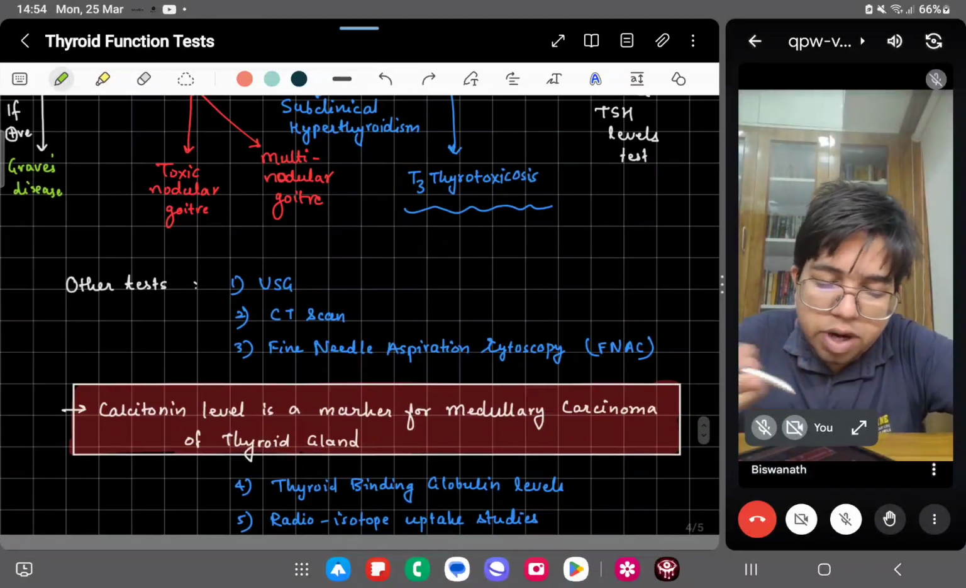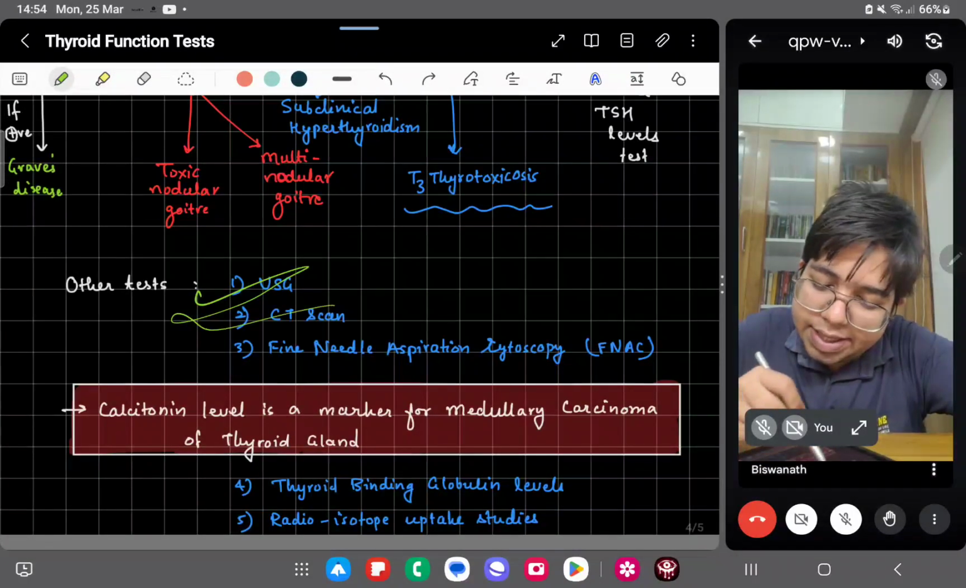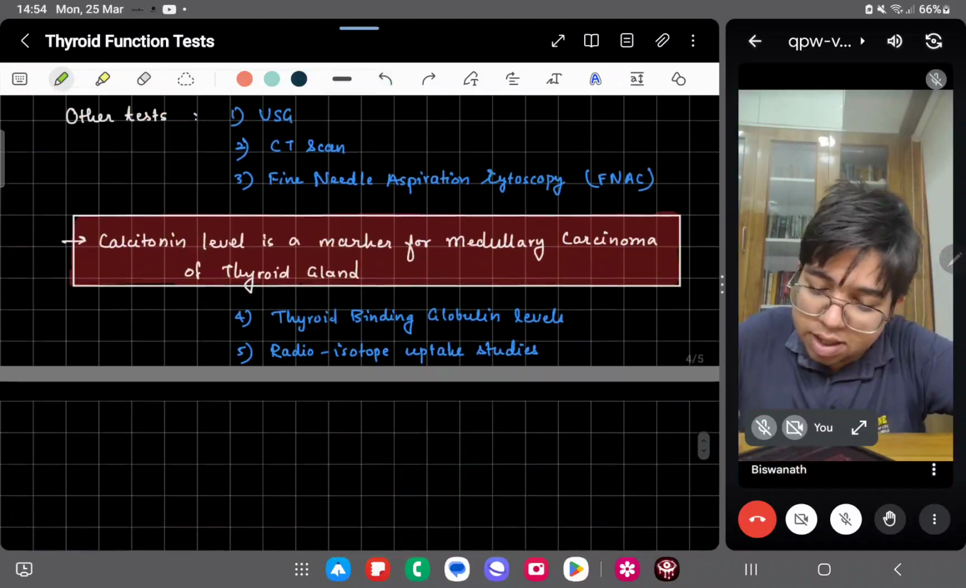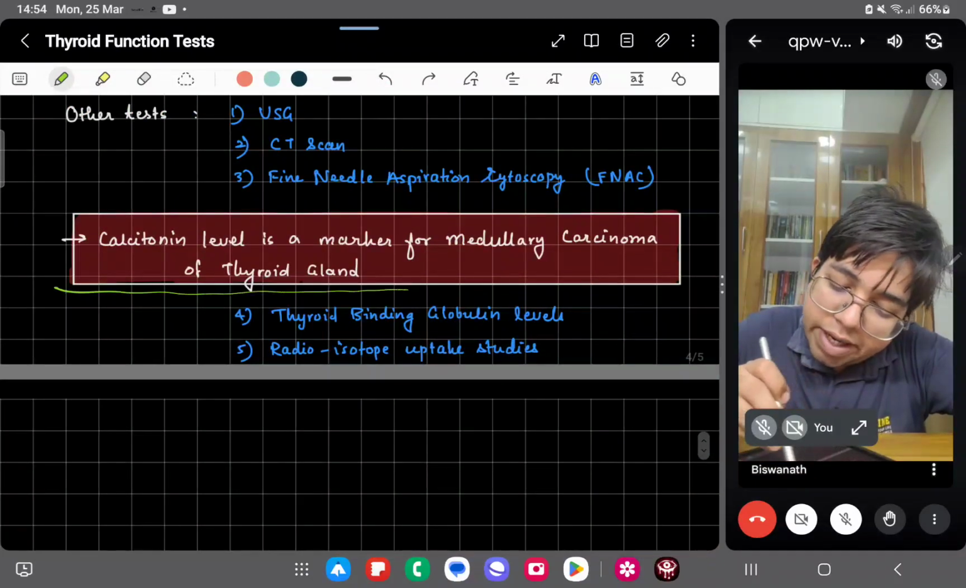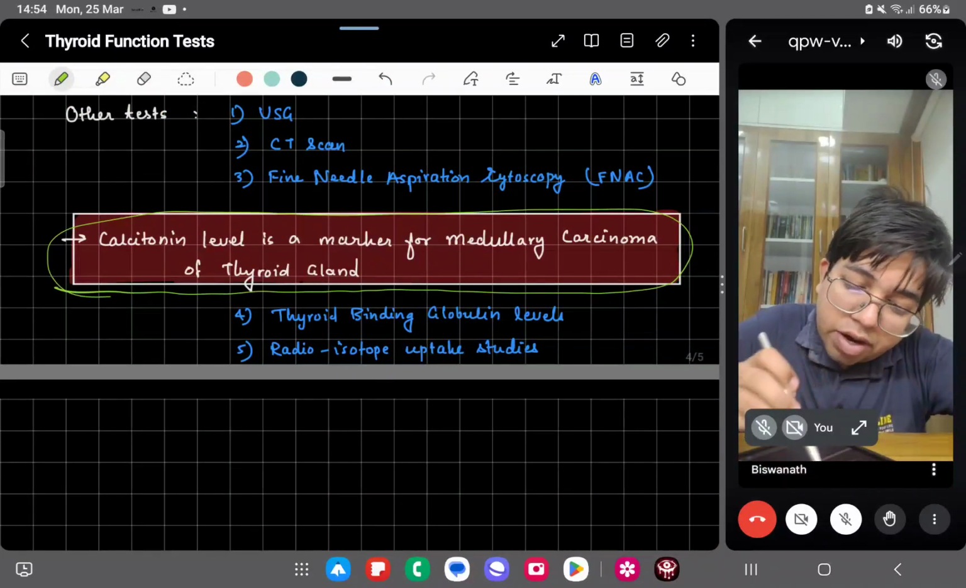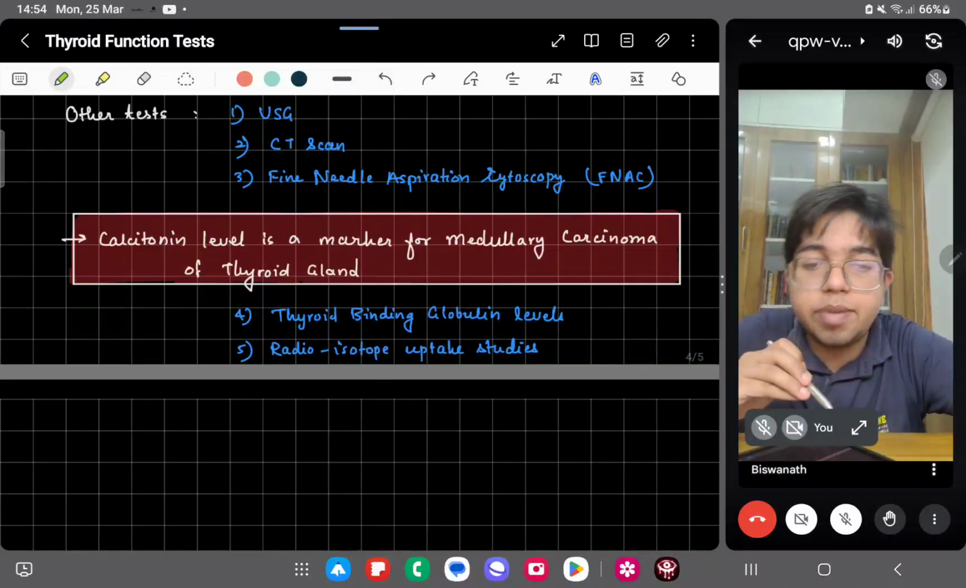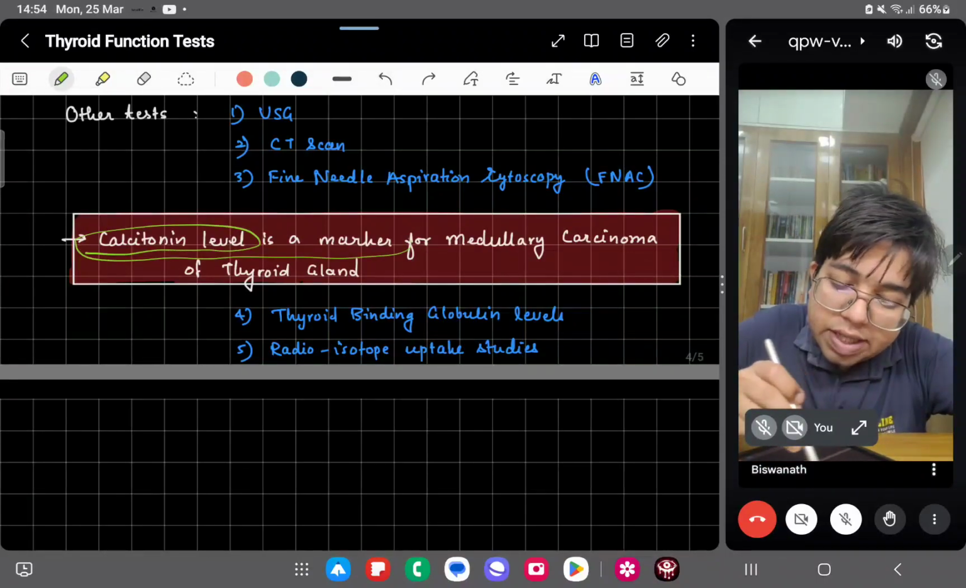Other tests for assessing thyroid function: USG, CT scan, FNAC. All these are done. And calcitonin level is a marker for medullary carcinoma of thyroid. Medullary carcinoma of thyroid we'll see in pathology. So calcitonin level is a marker of that.